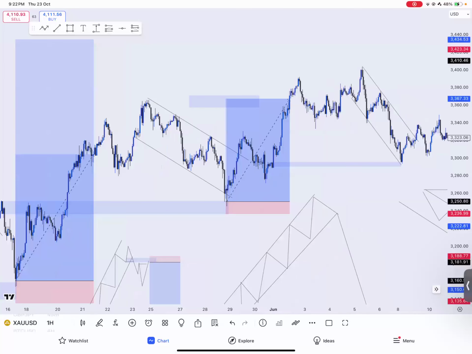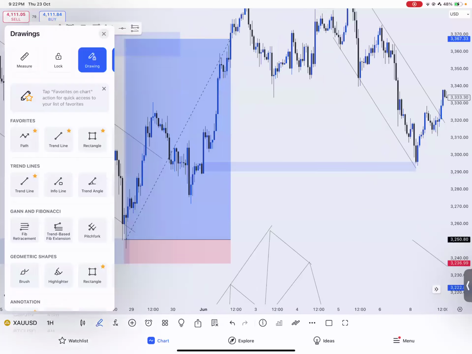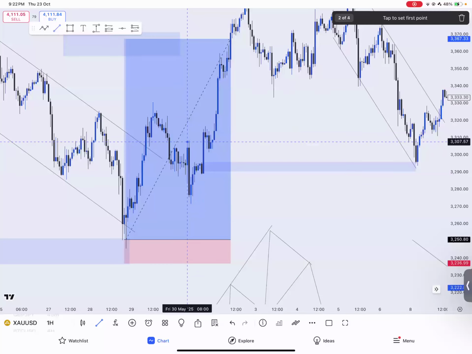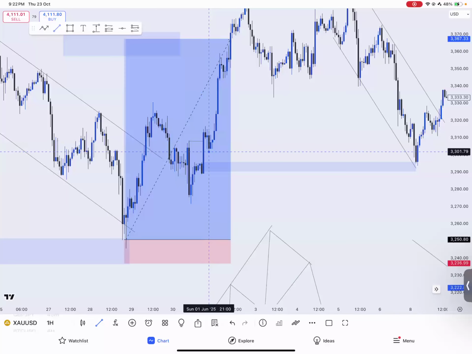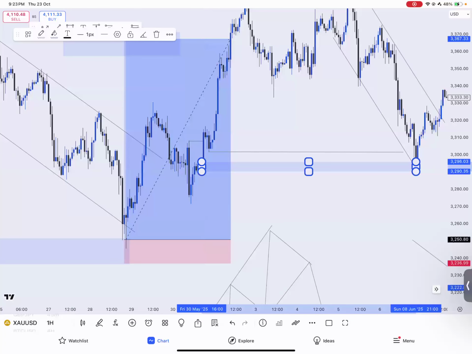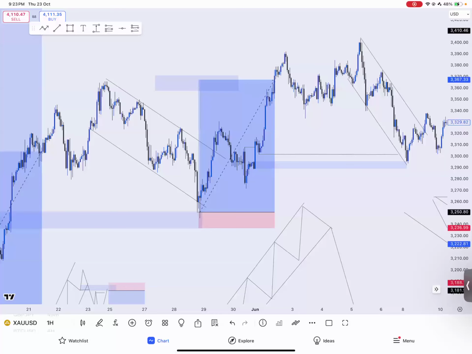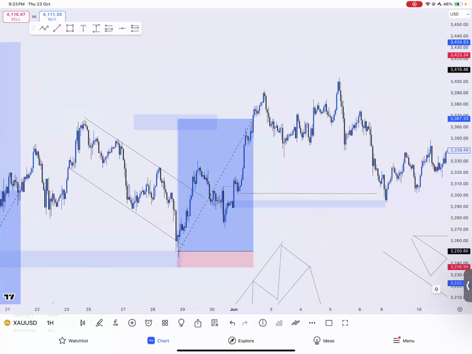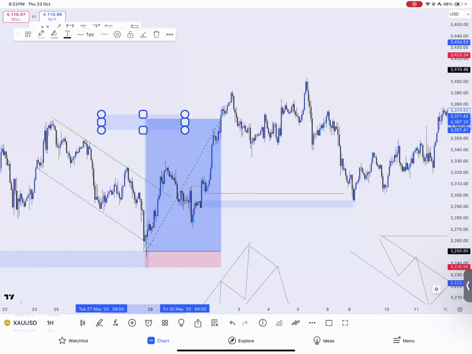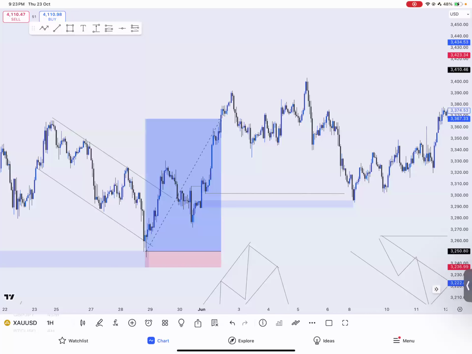So another example of that is here. We already spotted our structure shifts, inducement, then point of interest, this order block. Now, price already pushed up to this level. So what the take profit level for the trade will be, we are very skeptical. We don't know yet because price was at this level.